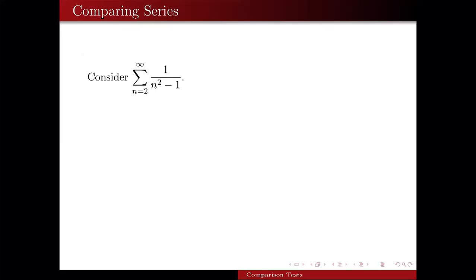Let us consider this series here, 1 over n squared minus 1. Take note, here your series starts with n equals 2, because when n equals 1 it does not exist. There will be a zero denominator. Okay? So notice that for all n greater than or equal to 2, we have the following: 1 over n squared is less than 1 over n squared minus 1.